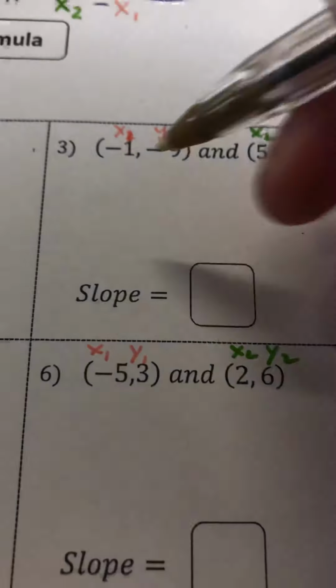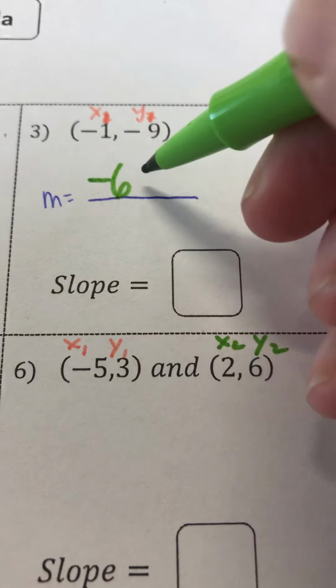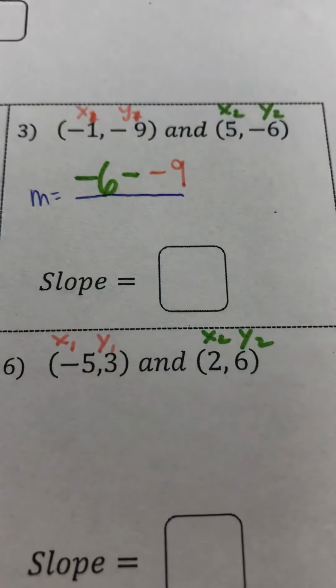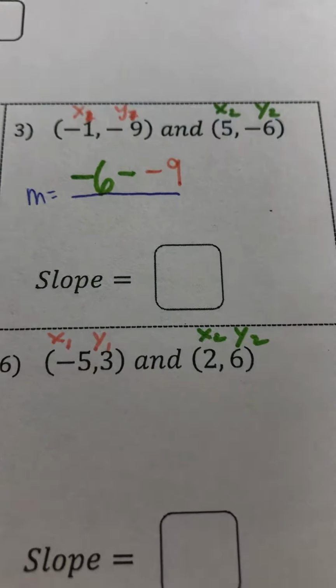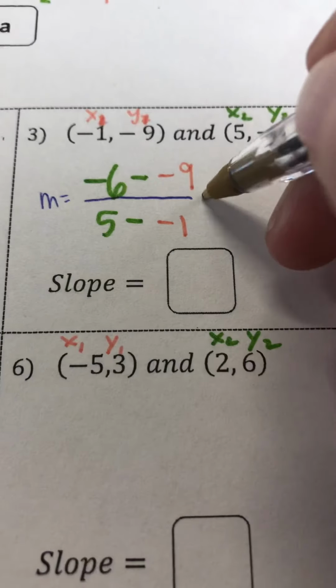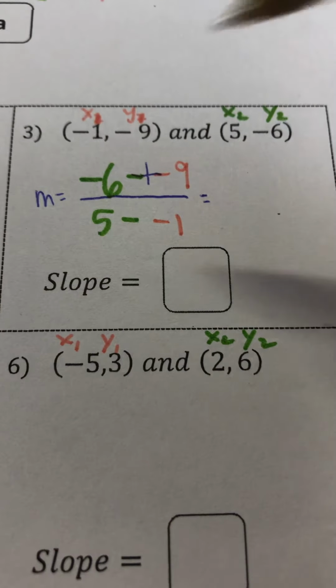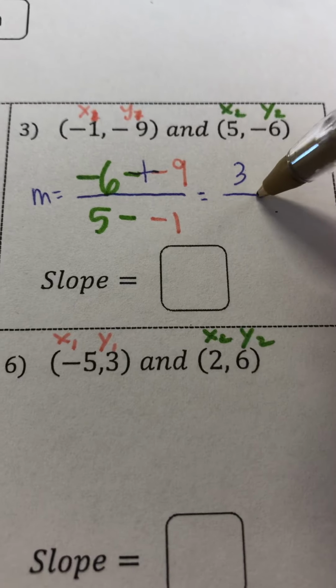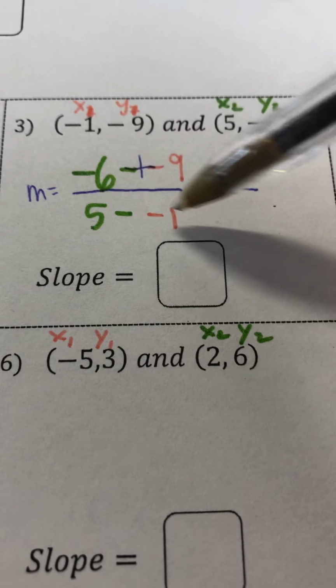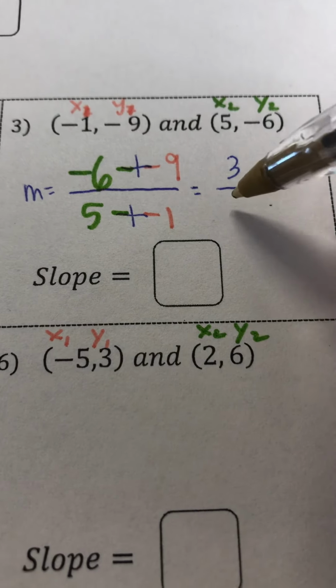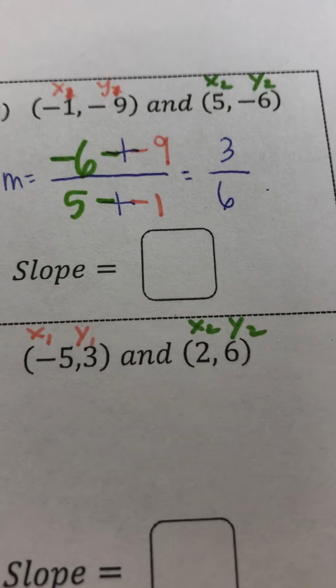We have y2 is negative 6 minus my y1, which is negative 9, and then my x2 is 5 minus negative 1. And so this double negative, you can even change that into one big positive if you'd like. Negative 6 plus 9 is 3. And then I have 5 minus negative 1, again, that's opposites, right? And so it's plus. 5 plus 1 is 6. And then we can reduce that.